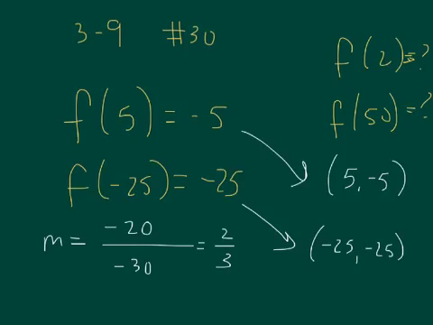Before we go any further, the question was what are we going to do? We're going to find the equation of the line between these 2 points. Again, we're given f of 5 equals negative 5. That means when you plug x in for 5, you get a y out of negative 5. When you plug x in for negative 25, you get a y out of negative 25. So we have 2 points, so we're going to find the equation of the line. We have the slope there.